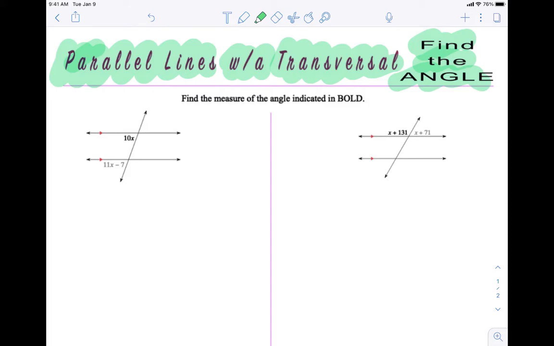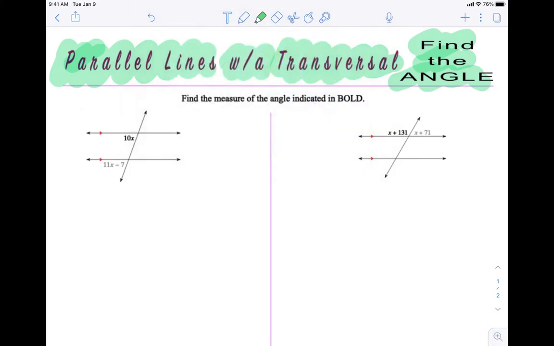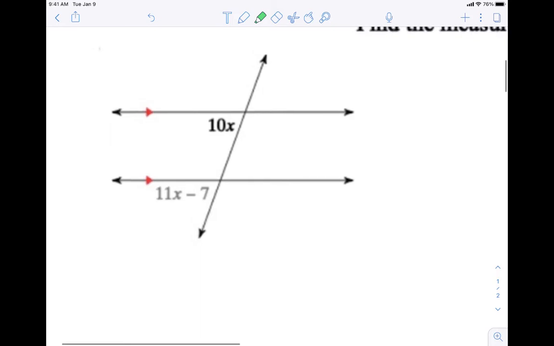You guys will be very familiar with this once we do it because we did the same thing for segment addition and we did the same thing for angle addition, right? So let's take a look. So the first thing we're going to do is I'm going to make this a little smaller here because I want to highlight my angles here.